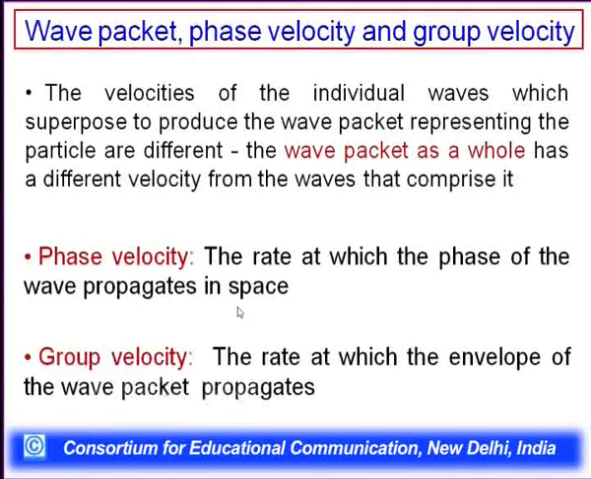Then what is the group velocity? The rate at which the envelope of the wave packets propagates. Then wave packets are defined by two velocities: the phase velocity, where the phase of the wave propagates in space, and the second, the group velocity, where the envelope of the packets propagates.